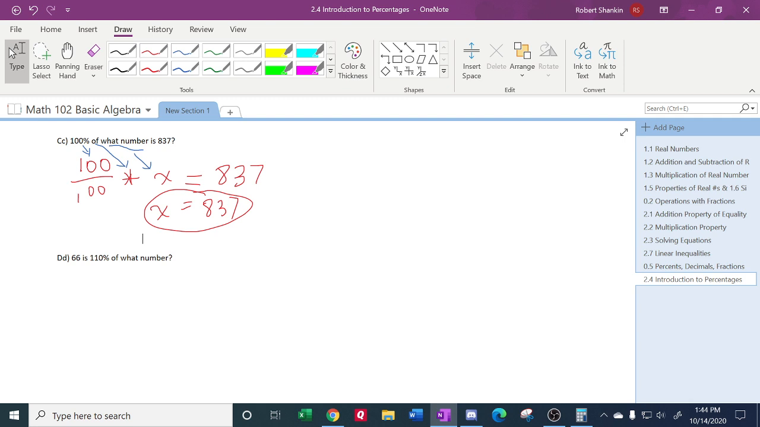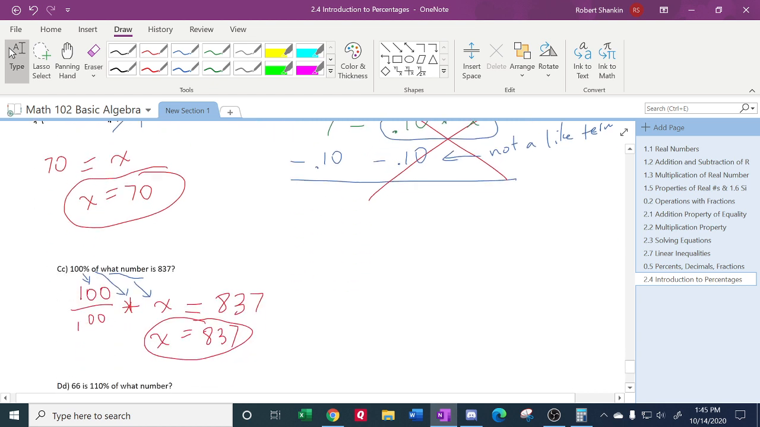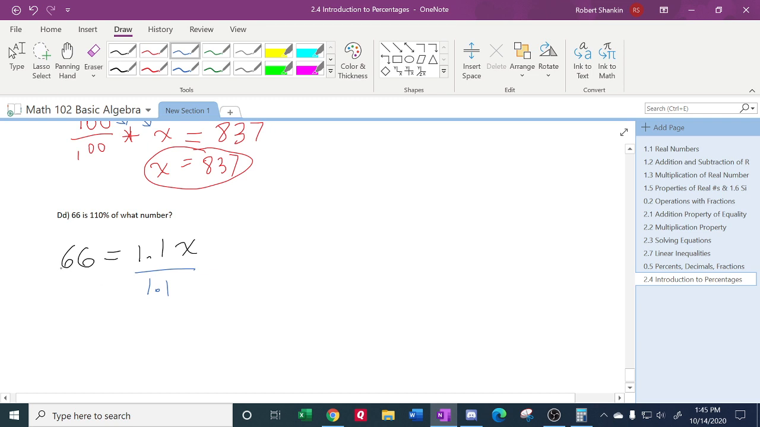Okay, group 3, what do you have for this? We have 66 equals 1.1x, which will be x equals 60. Very good. So then we divide both sides by 1.1 because they're being multiplied. Just like that 0.1 was being multiplied over here, and we had to divide by that. This being multiplied, so we divide.